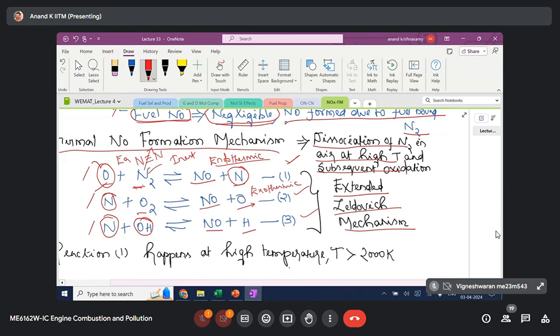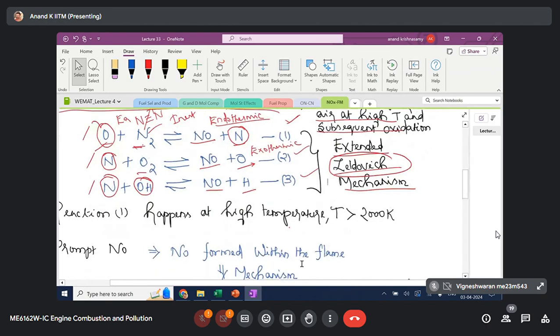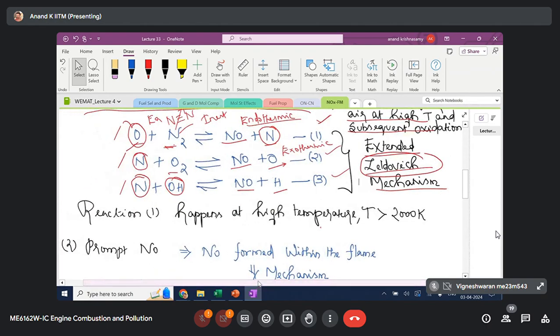It's one of the most widely cited reaction mechanisms in any CFD modeling. Zeldovich is the scientist who developed this. So the credit goes to him for capturing or modeling how NO formation is taking place in an IC engine, and the contribution of this, as I said, is around 90%. Out of these three reactions, you can say that the first reaction is the rate controlling reaction, because unless you have the N radical available, reactions 2 and 3 are not going to happen.